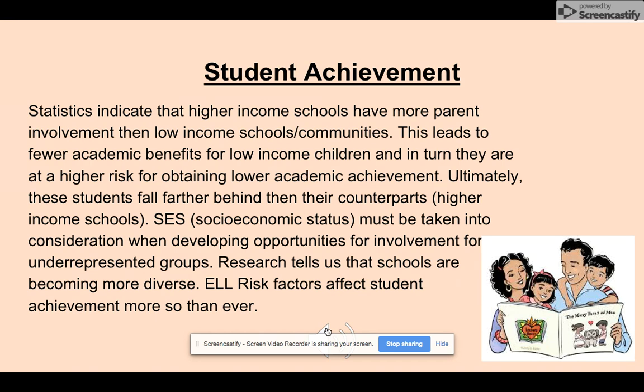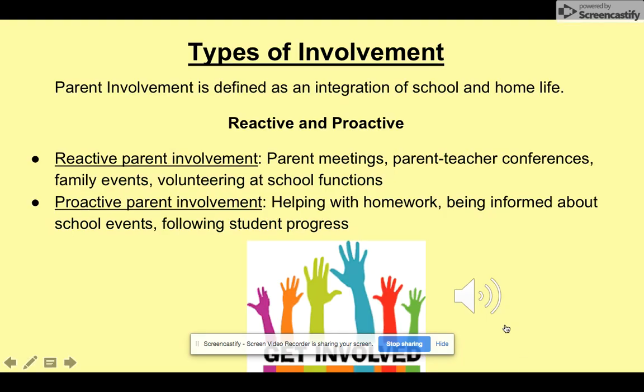Research tells us that schools are becoming more diverse. ELL risk factors affect student achievement more so than ever. Parent involvement is defined as an integration of school and home life.